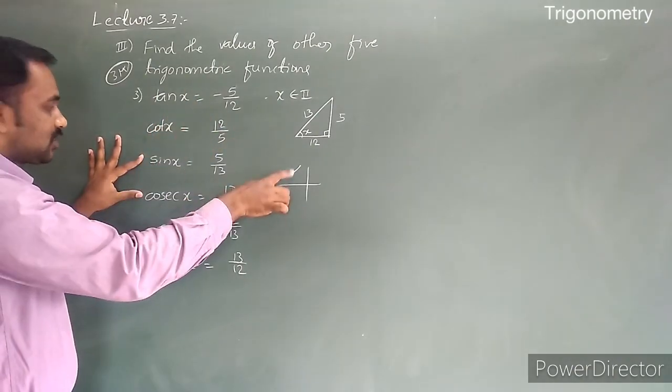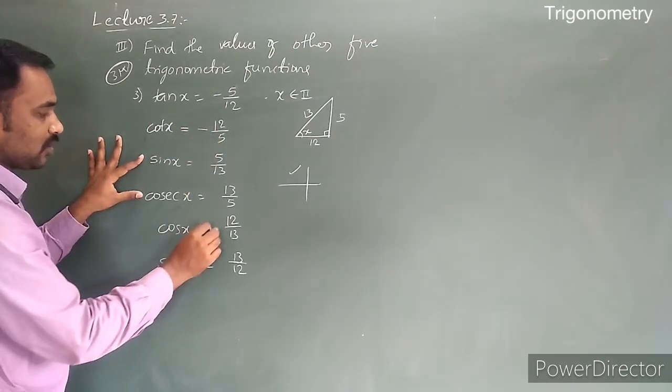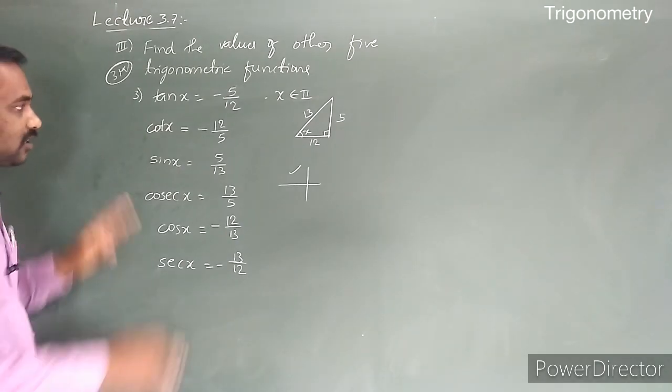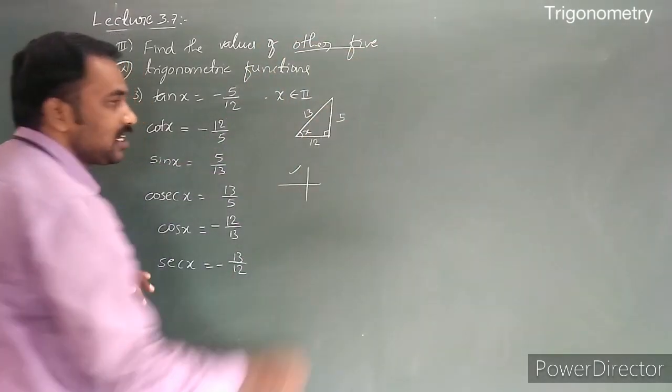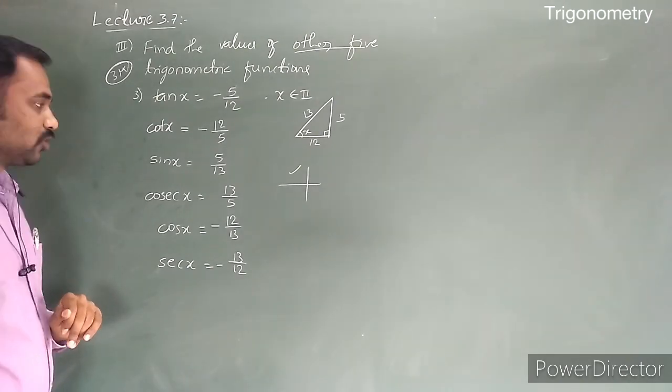Okay. Sine and cosec are positive. Remaining are all negative. Cot is negative, cos is negative, sec is negative. That's all. Are you clear? We just got the remaining 5 trigonometric ratios. Very simple method. And one more thing.